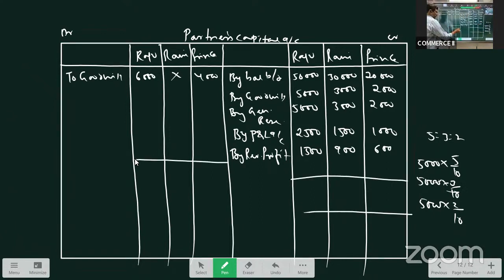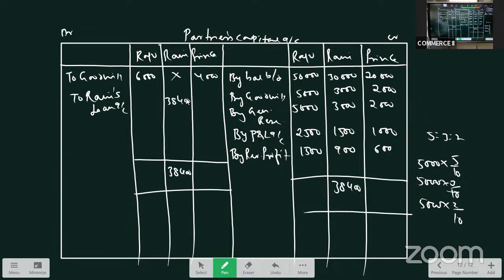First, let us close the outgoing partner's account. Who is it? Rani. 38,400. This we will transfer to Rani's loan account, 38,400. Then Raju, 64,000 on the credit side. 64 minus 6,000, it will be 58,000 to balance carried down.